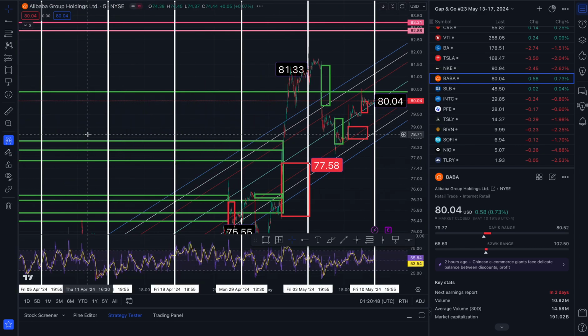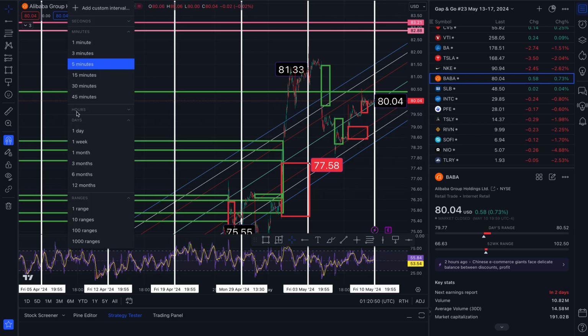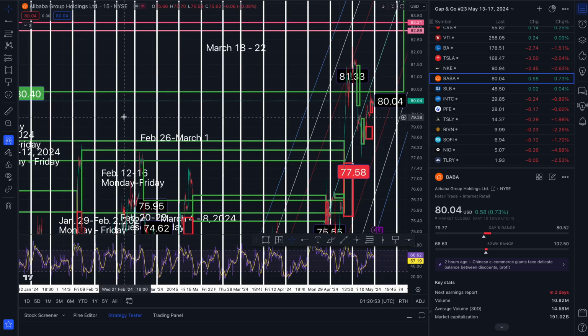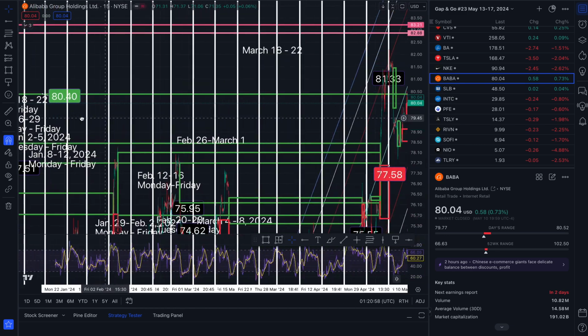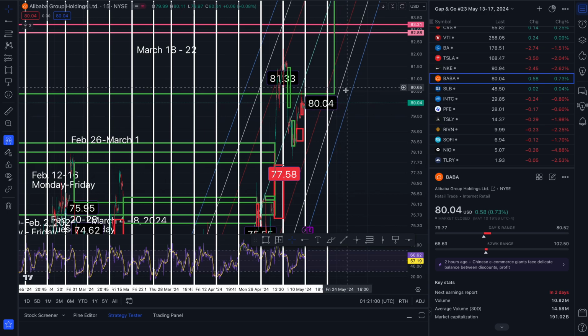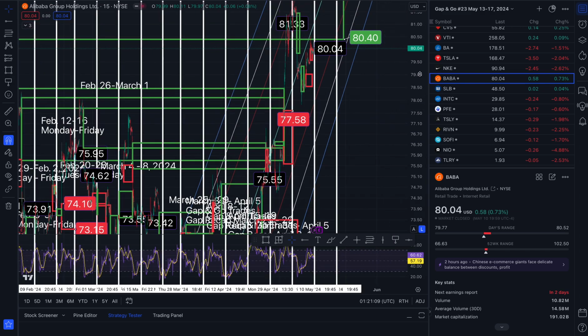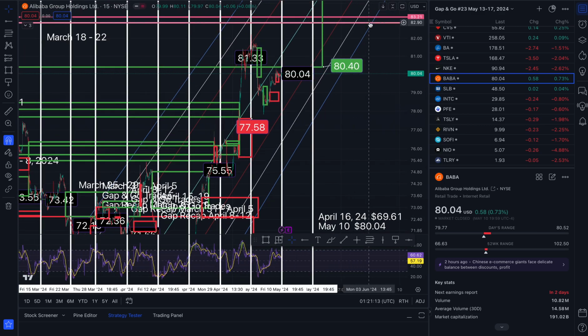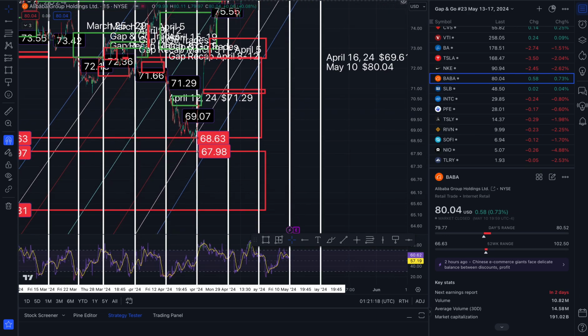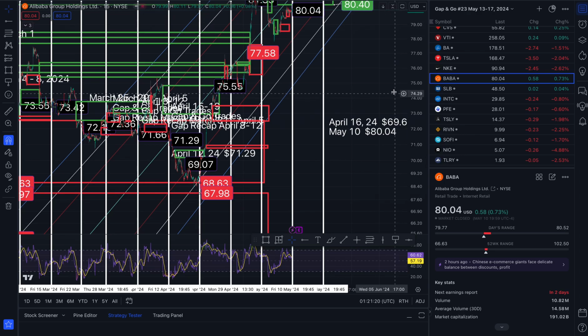What was this green line? I don't even know anymore. Let's go to the 15-minute. Oh, it's a gap at 80.40. This is 80.40. Okay, let me mark this out at 80.40. 39, close enough. Yeah, okay. I am upside down here, but I've traded this before in the past.